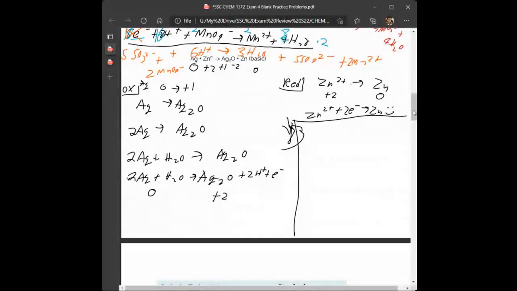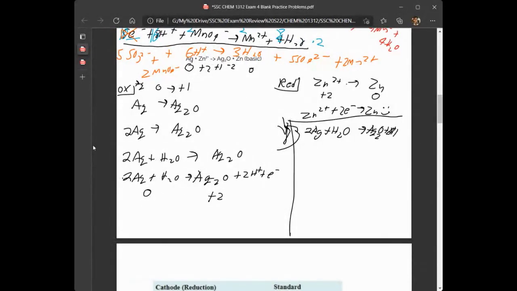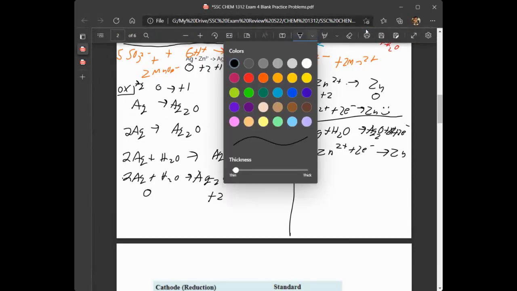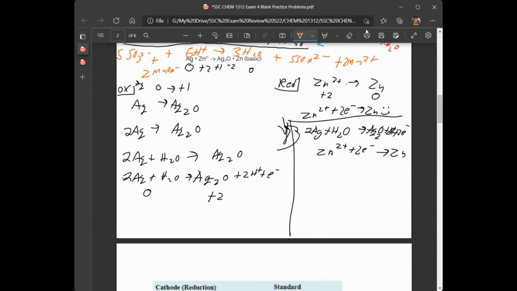So we have 2Ag plus H2O yields Ag2O plus 2H plus 2E minus. And then from that, the one we just did, Zn2 plus 2e minus yields Zn. So in this case, we don't have to multiply by the common multiple because the electrons are already the same. So cross that out. And so let's go ahead and combine them together.